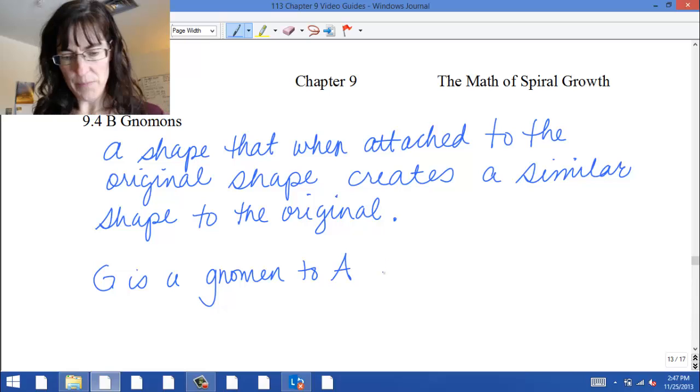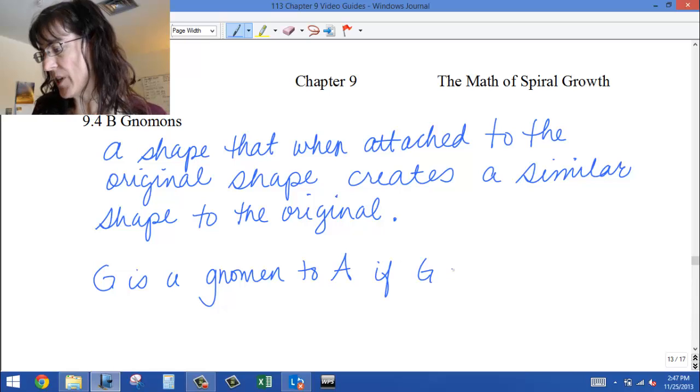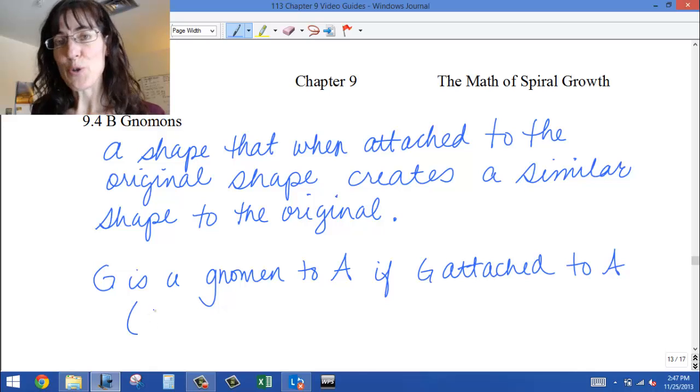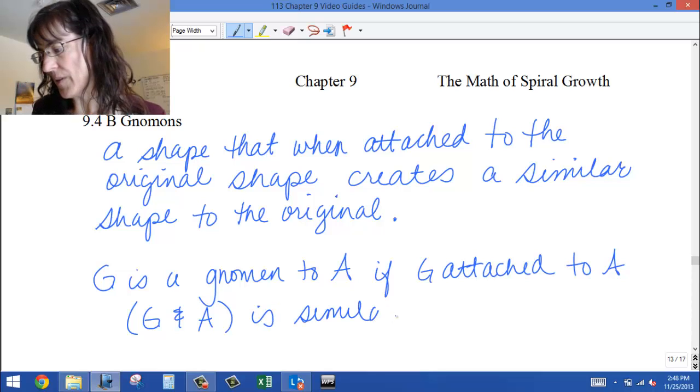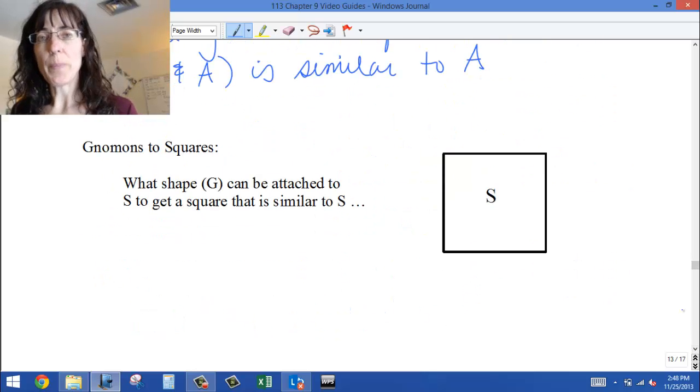to A if G attached to A, and we can say that in a short way as G and A is similar to A. So if we have a square and we want to think about a shape that we can attach to the square, it doesn't have to be another square. In fact, it won't work if you try another square. Then it's something that'll create a new shape that's similar to the original.